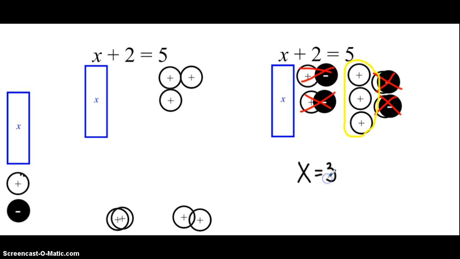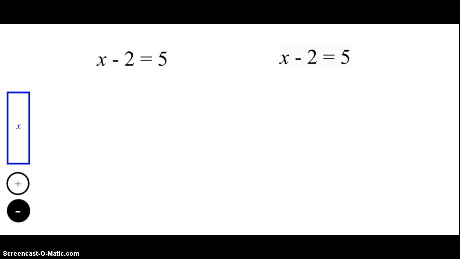So if you need to pause the video, go ahead until you can get yourself back together and make sure that you have the exact same thing on your page as I have on the screen. Okay, so we're going to finish this up. We're going to do another couple of examples.